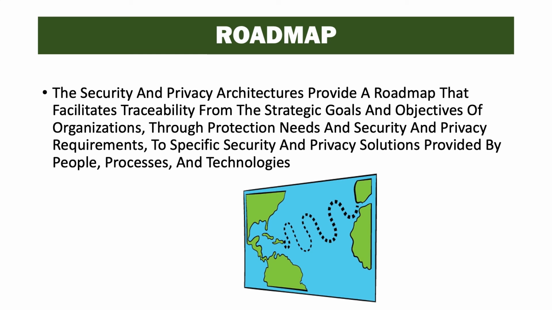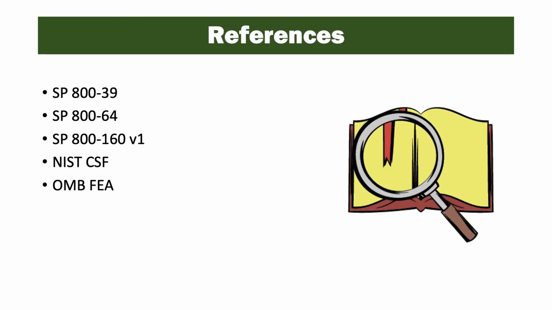The security and privacy architectures provide a roadmap that facilitates traceability from the strategic goals and objectives of organizations through the protection needs and security and privacy requirements to the specific security and privacy solutions provided by people, processes, and technology. So it draws the line between a lot of the tasks we've done up to this point to the point we're almost getting ready to implement these requirements and controls within the system itself. References for this task include Special Publications 800-39, 64, 160 Volume 1, the NIST Cybersecurity Framework, and OMB FEA.